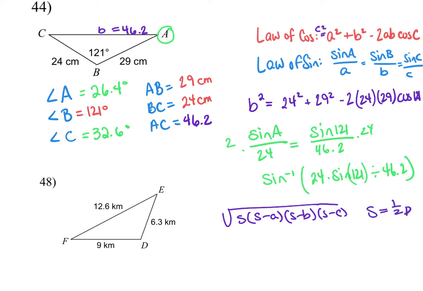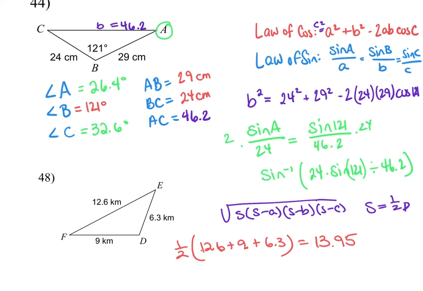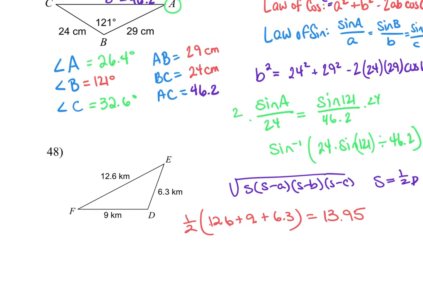right? Once you find the perimeter, you literally just say, okay, 1/2 perimeter, 12.6 plus 9 plus, I don't need that, plus 6.3. Once I get S, so that's 13.95. All right. Once you get that, you literally just plug it into your formula. So I know what S is.